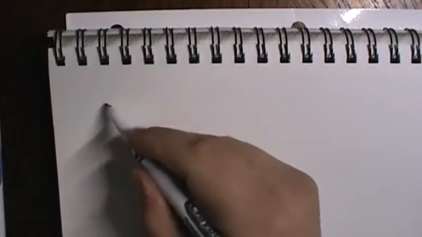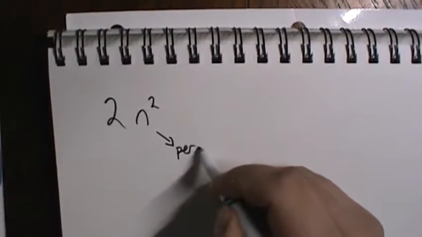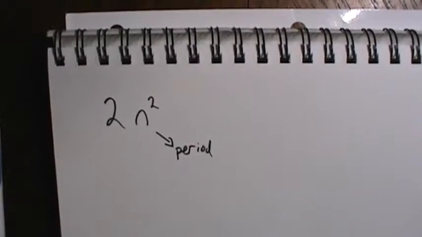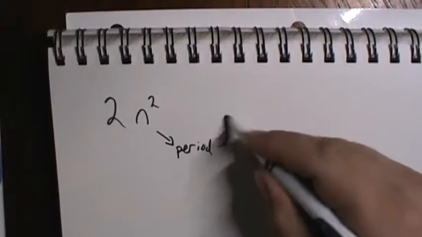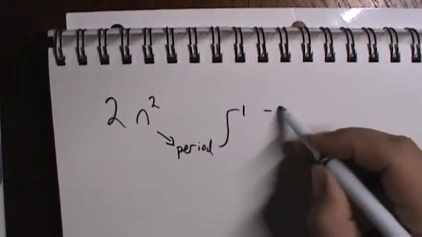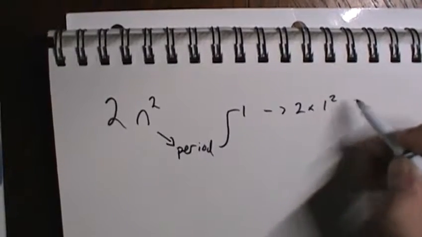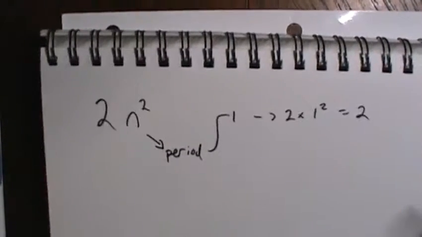Now, the formal rule for determining how many electrons can fit into any given level is 2 times n squared, where n is the period. So the first period can hold 2 times 1 squared electrons, or just 2.